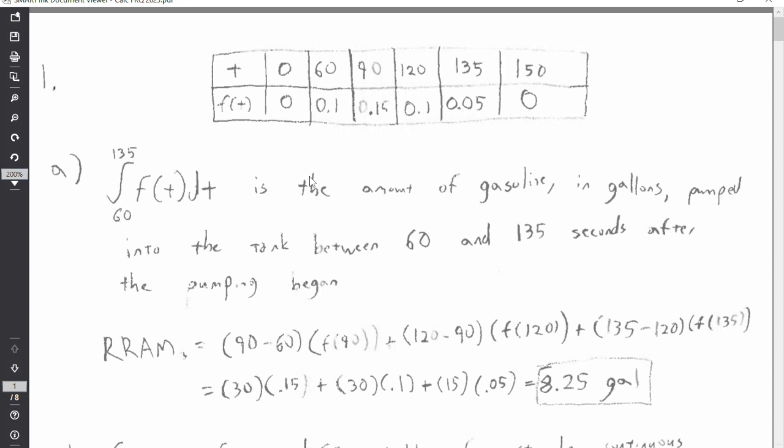So then here is the right Riemann sum. There's 3 subintervals, so there's 3 of the rectangles there. So 30 times the value at 90, plus 30 times the value at 120, plus 15 times the value at 135. Gives me 8.25 gallons for our units. It did ask for units, so make sure you put units.